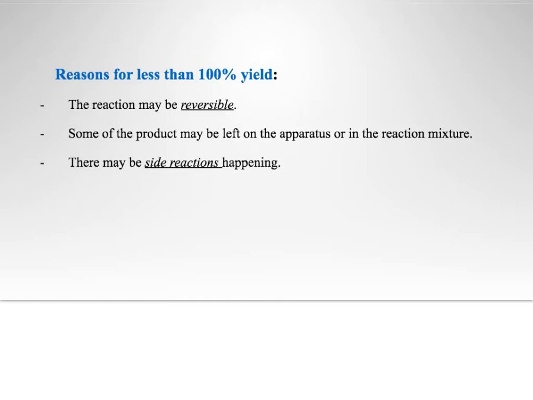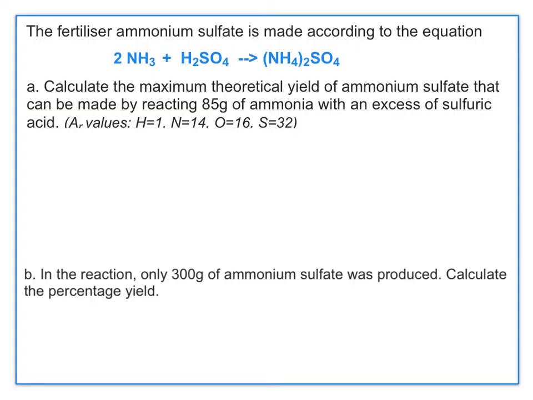Let's now look at what we would do if we were asked to calculate the maximum theoretical yield. Here's an example. In this question we are looking at the fertiliser ammonium sulfate and how it's made. We're given a balanced symbol equation, which is going to be really helpful, and we're asked to calculate the maximum theoretical yield that could be made by reacting 85 grams of ammonia. We're told that there's an excess of sulfuric acid. That means more than we need, so we don't need to worry about the sulfuric acid.